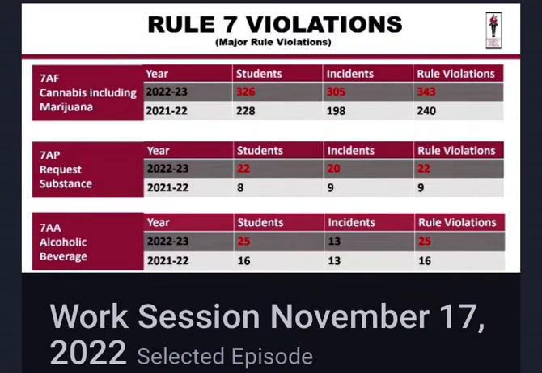Rule 7 violations is drugs and alcohol. Again, I would like to bring our attention to 7AF, and we're going to start in the center column for these major rule violations for Rule 7. Incidents: if we look at the school year of 21-22, we'll see there were 198 incidents that involved 228 students for a total of 240 rule violations.